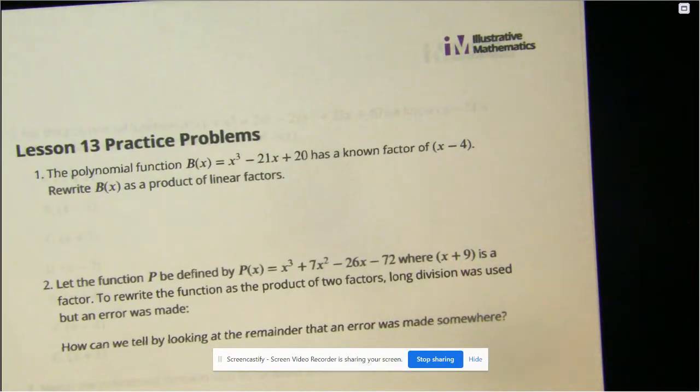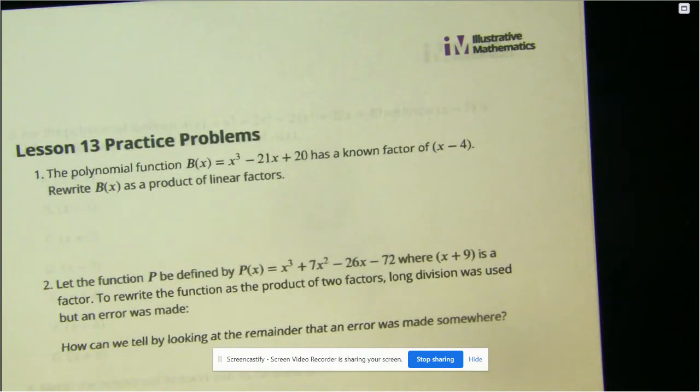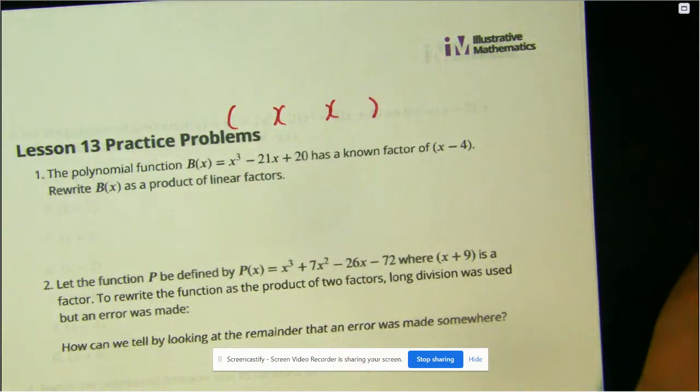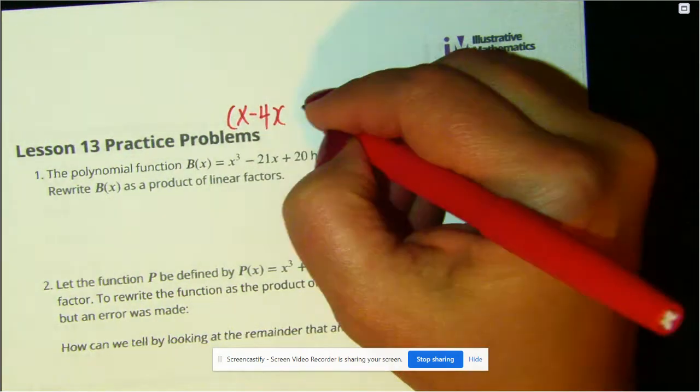Number 1, it says the polynomial function b of x equals x to the third minus 21x plus 20 has a known factor of x minus 4. Sorry, zooming that in. Rewrite b of x as a product of linear factors. Well, this is a third degree, so it's going to have 3 factors. I know one of them, x minus 4. So how am I going to get the other 2?